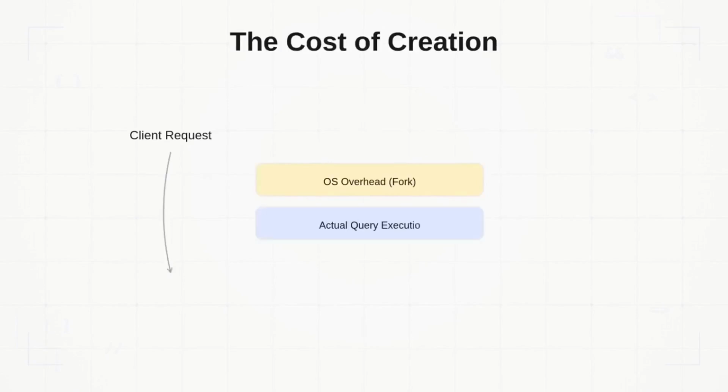It's not just about memory. It's about the effort of creation. Forking a process is a relatively heavy operating system operation. The OS has to copy page tables and set up a new execution context. If your application creates a new connection for every single HTTP request, a common pattern in serverless or poorly configured ORMs, your database spends more time birthing and killing processes than actually searching for data. This is why connection latency becomes a dominant part of your response time.